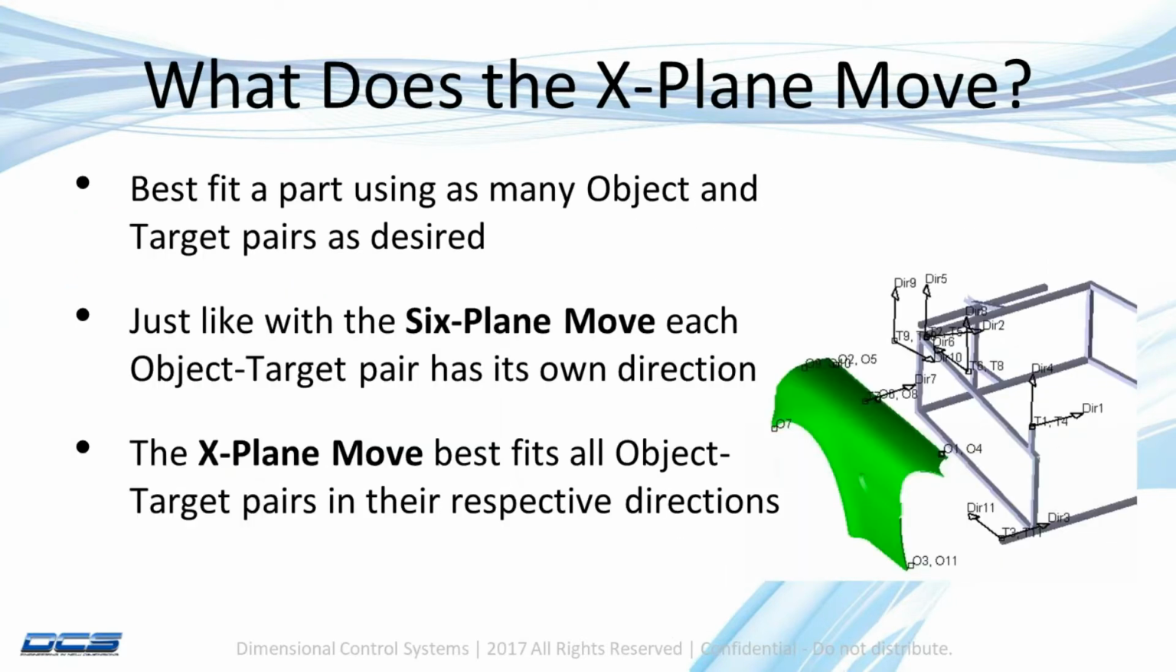What does the XPlane move do? It best fits a part using as many object and target pairs as desired, whereas the XPlane move is limited to 6 object target pairs and 6 directions. With this, you have unlimited object target pairs and then as many directions as you have pairs. And the XPlane move is best fitting all those object target pairs in their respective directions, and you're setting that direction. So over here we have a fender model that is located to a fixture using a XPlane move.